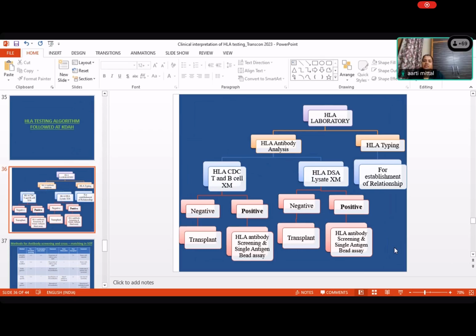Someone is asking if there is any chance of an observership in your institute, sir? Yes, definitely. We do welcome observers. We do get observers for the HLA laboratory. So yes, you can just write an email and we will respond to you.